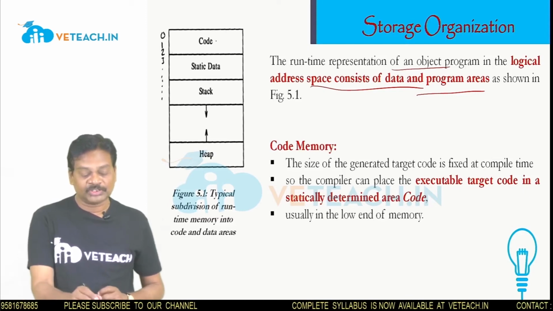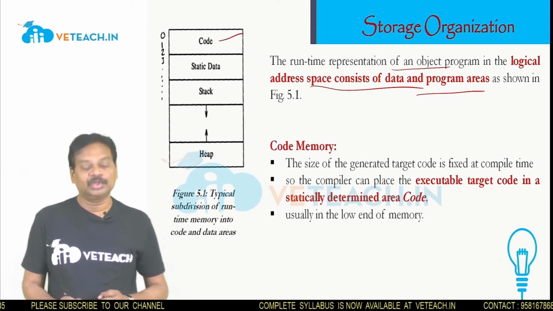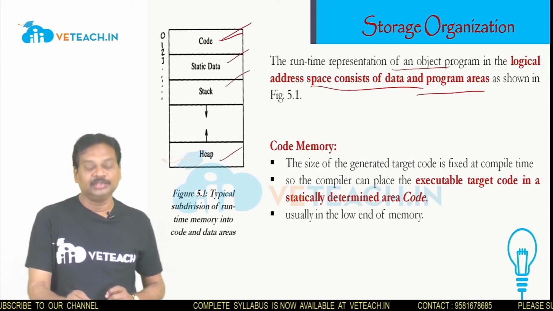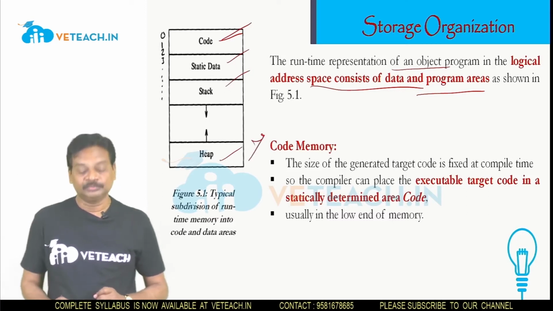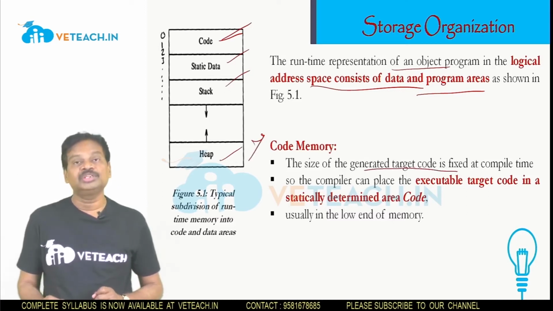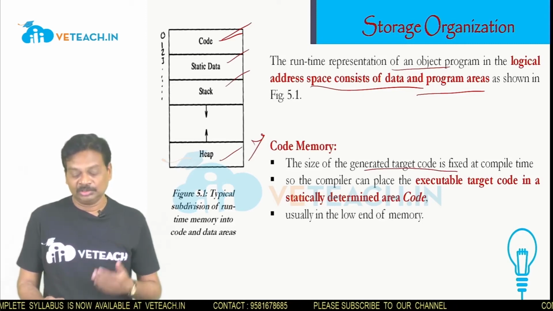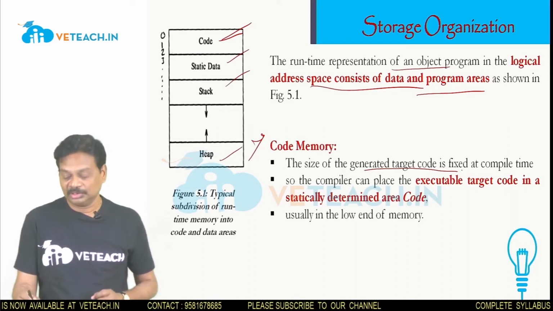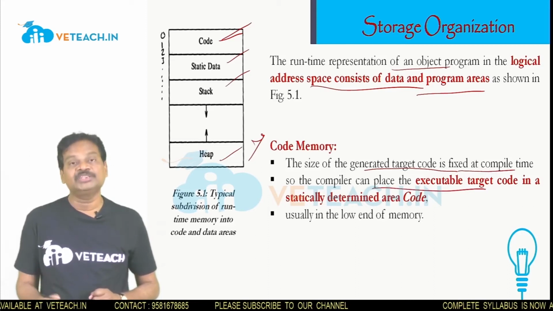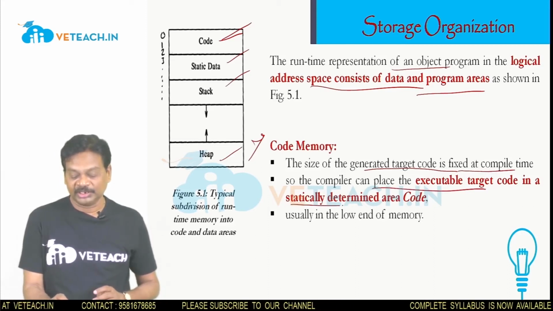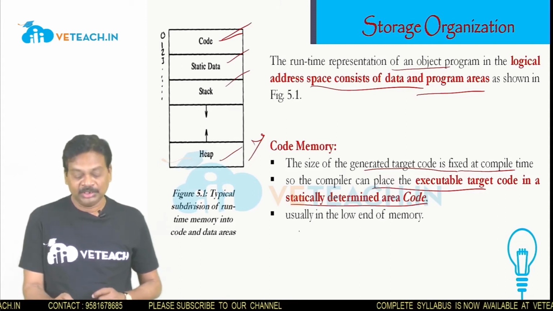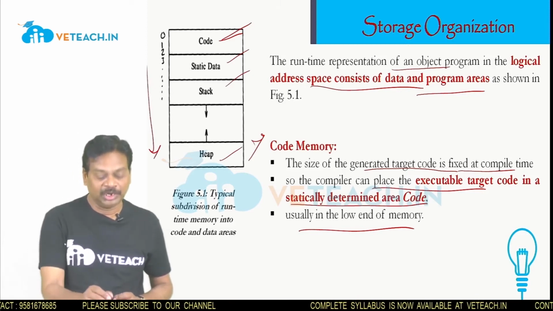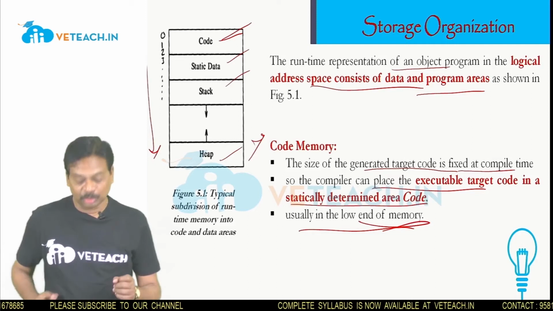Coming to the first one, the code memory. If you observe the diagram here, we have the code memory, the static data, the stack, and the heap. The size of the generated target code is fixed at compile time. So the compiler can place the executable target code in a statically determined area called code memory. It is usually in the low end of the memory. It always starts from 0 and follows, so it is stored at the low end of the memory.